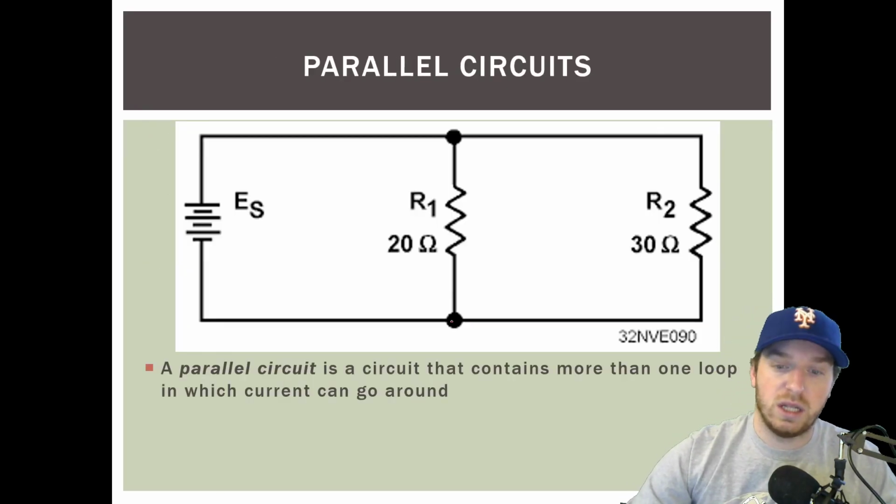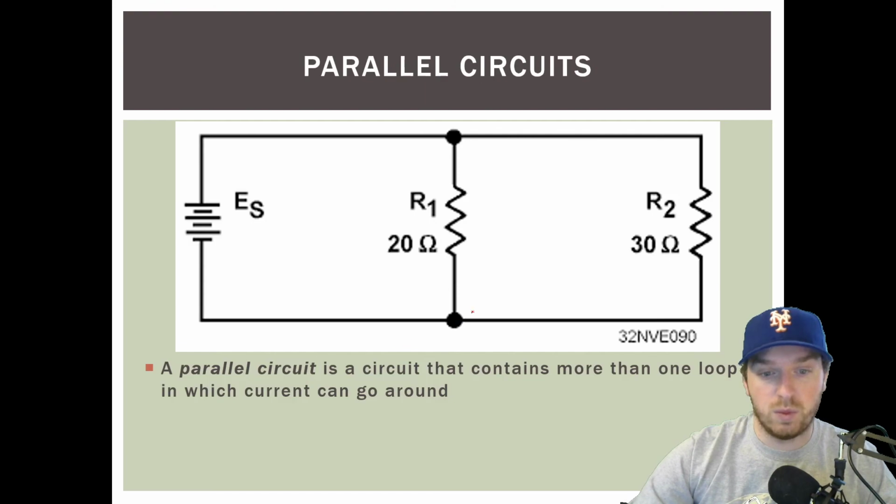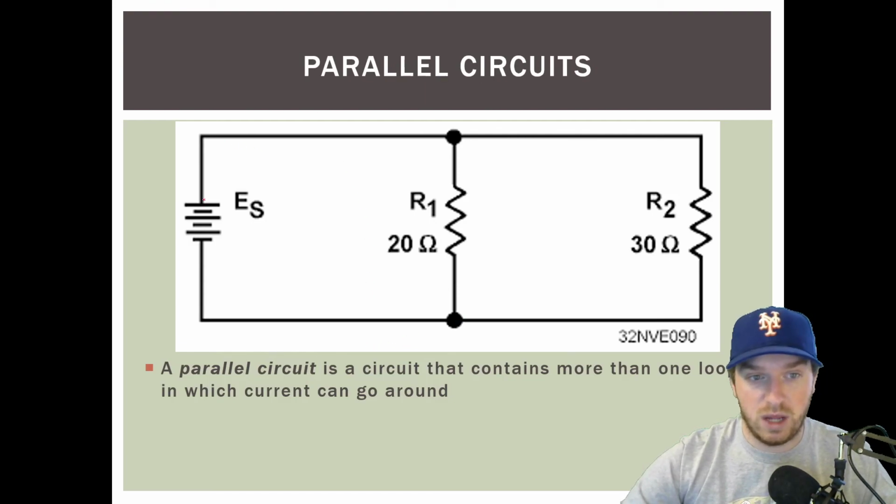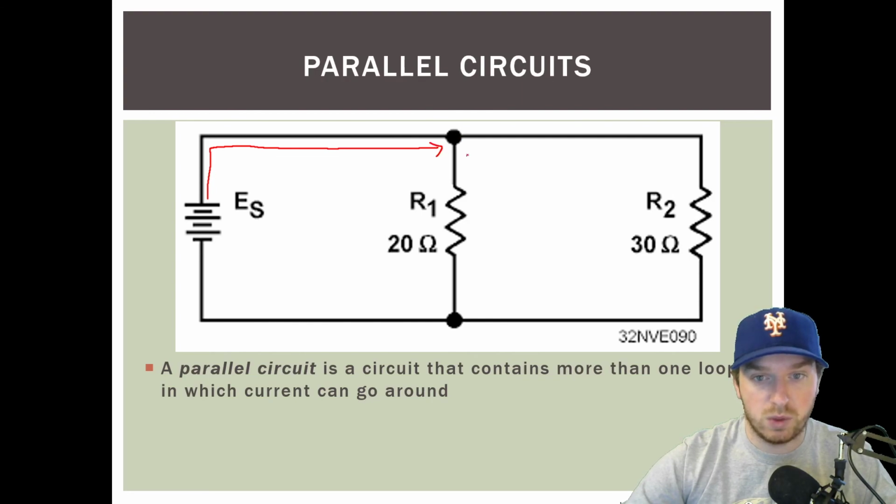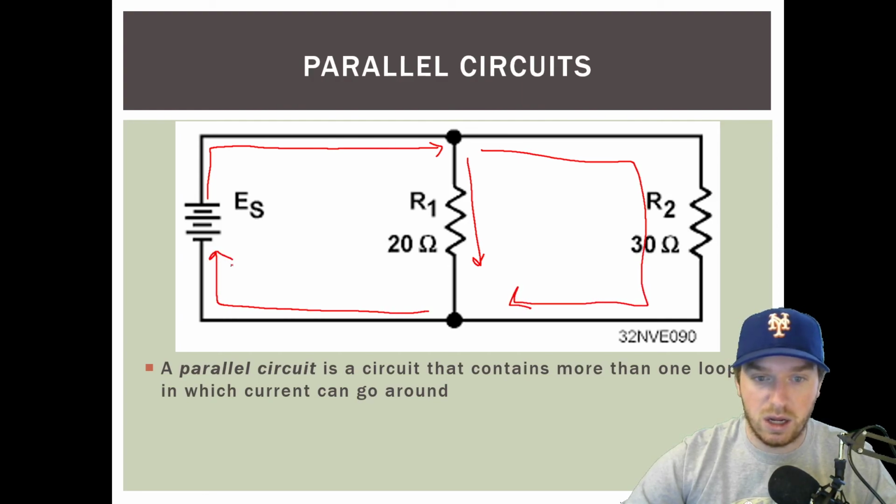A parallel circuit is one that contains more than one loop where current can go through. So once again, we have current flowing through. It hits this point right here and it goes up. Which way do I want to go? I can either go through resistor 1 or I can go through resistor 2. And then right here, they connect back.